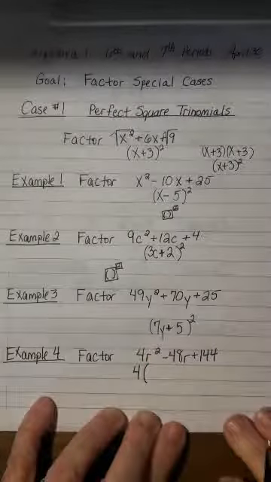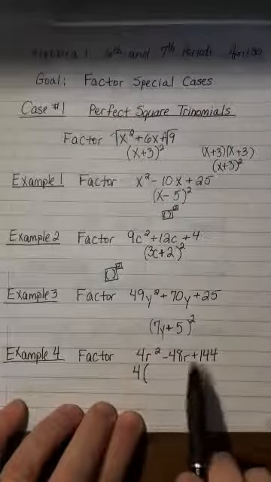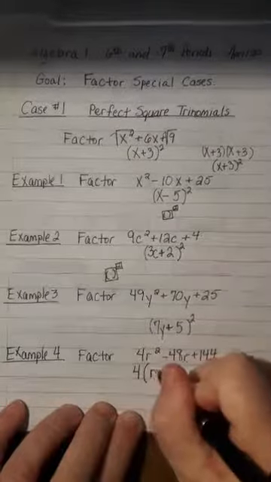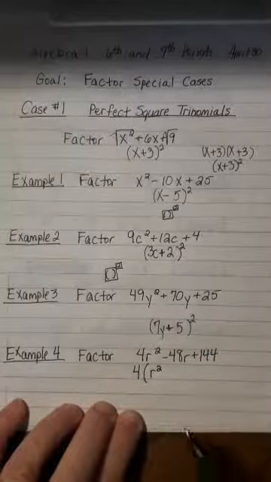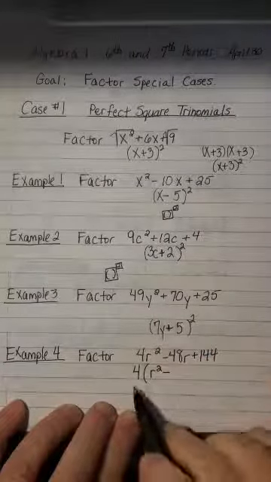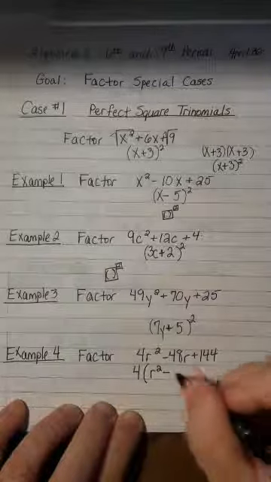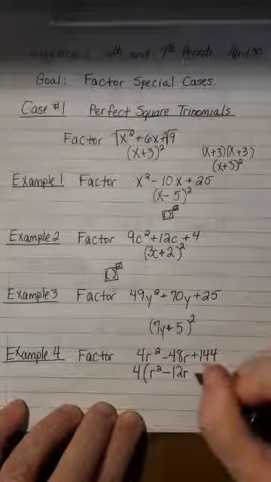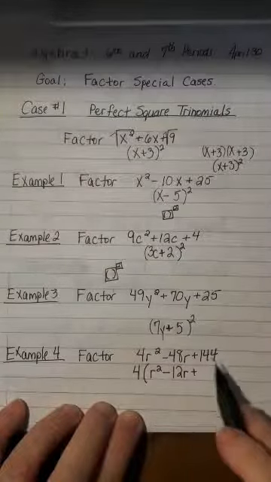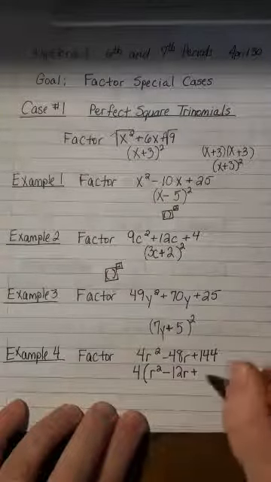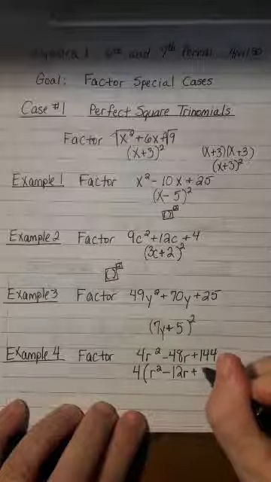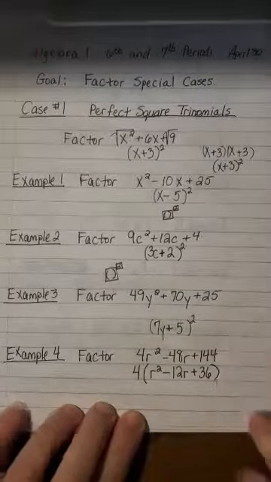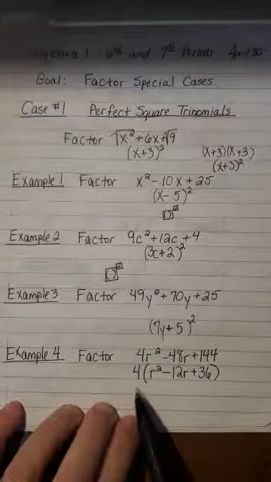Put your parentheses and then just divide 4 into all 3 terms. When you divide 4 into 4r squared, you're going to get just r squared. And then minus, and when you divide 4 into 48r, you're going to get 12r. And then plus, and when you divide 4 into 144, let's see, that's going to go 36 times. Okay, so your 4 is your GCF.